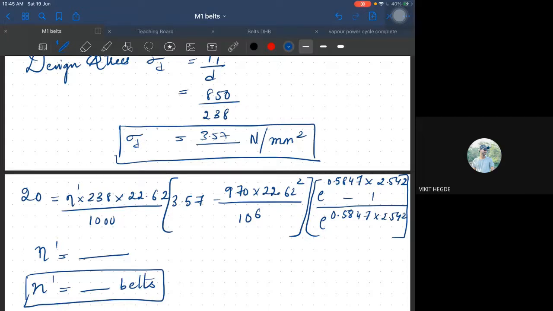Okay, 1.56, 1.59. Okay, so we take 1.56. So approximately it is 2 minutes. Okay, we shall move with the next problem.